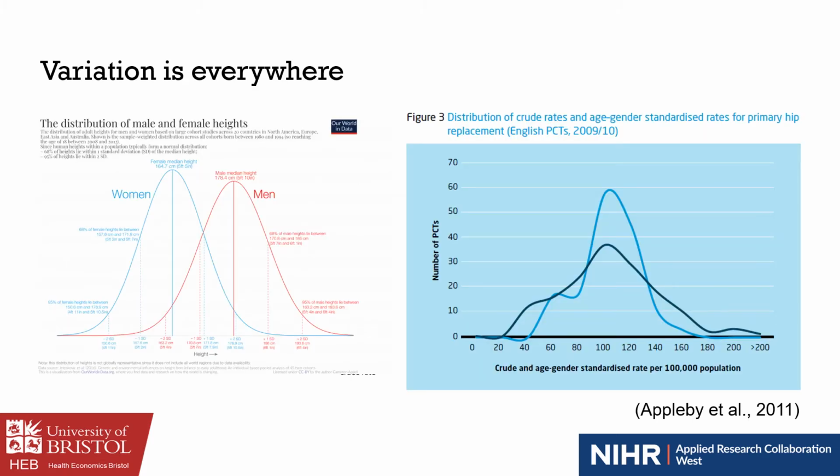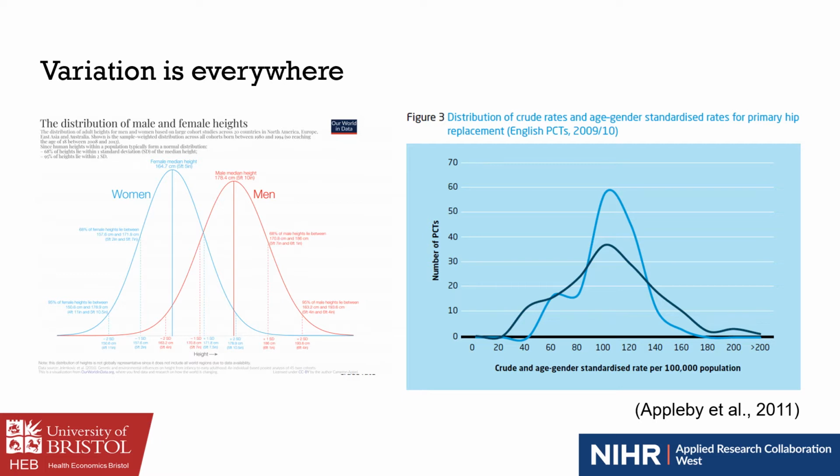The first, and perhaps obvious thing to say, is that we see variation everywhere. On the left is a graph showing variation in height for women and men in Europe, North America, East Asia, and Australia. As you would expect, there's a decent amount of variation in height, which may be due to how tall your parents are, nutrition, environment, and some other things as well.